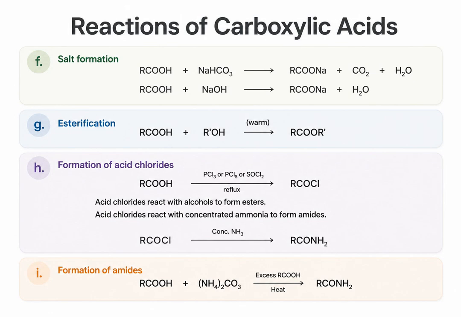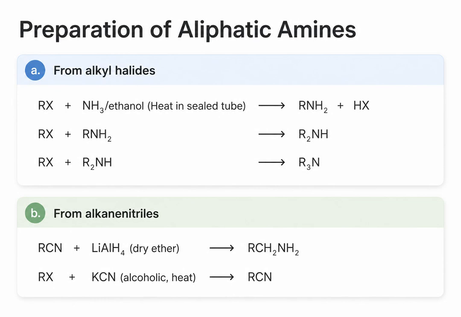Carboxylic acids exhibit typical acidic behavior, reacting with bases and carbonates to form salts. They undergo esterification with alcohols under acidic conditions. To increase their reactivity, we often convert them into acid chlorides, using phosphorus pentachloride or thionyl chloride. These acid chlorides are highly reactive intermediates, easily converted into esters or amides, which sets us up perfectly for our next topic. Moving right along, let's dive into the preparation of aliphatic amines.